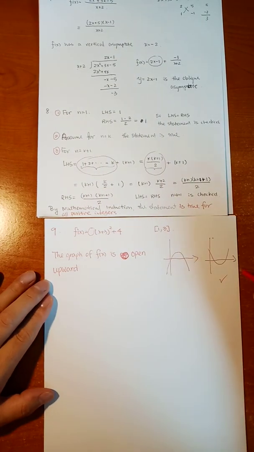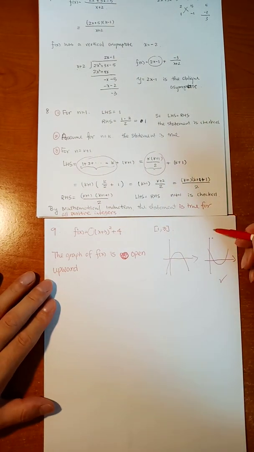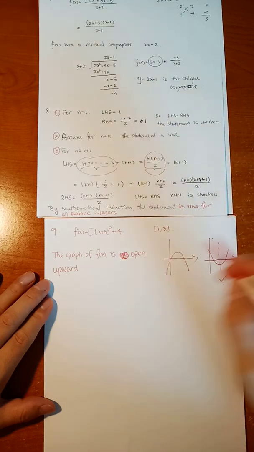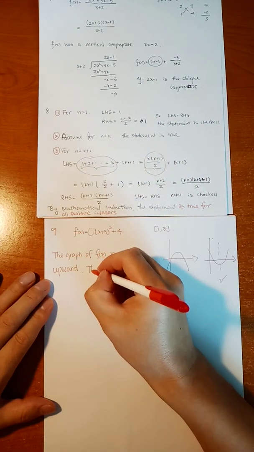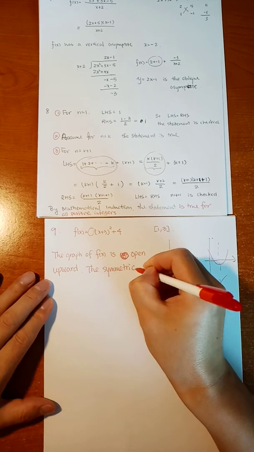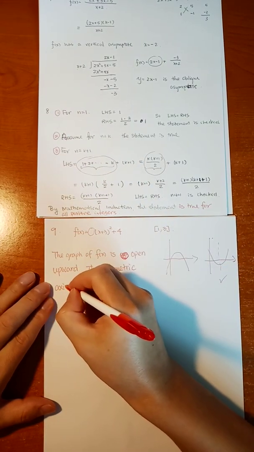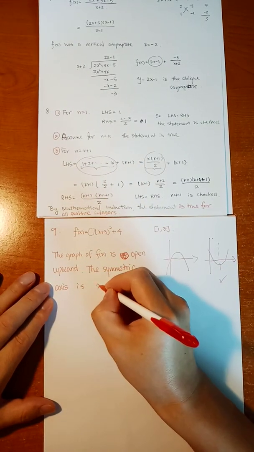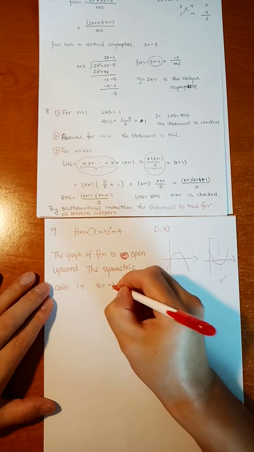For the open upward case, it's going to be decreasing when it's on the left side of the symmetric axis, increasing on the right side of the symmetric axis. The symmetric axis is x equal to -3.